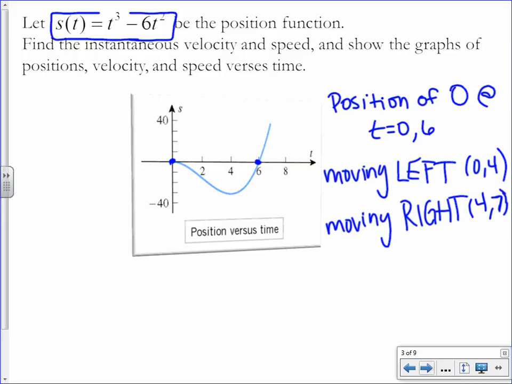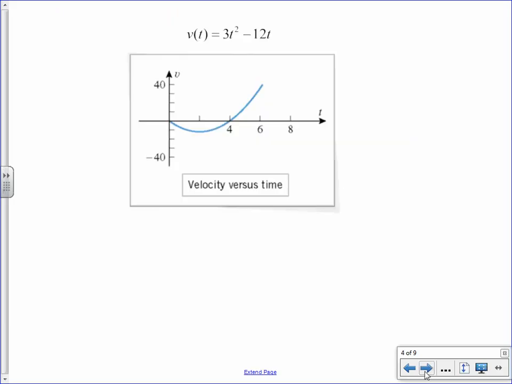Okay, so now I want to talk about the velocity. Brady, what would the velocity equation be? Or I guess that's the position, so find the derivative. It would be 3t squared minus 12t. Agree or disagree? Okay, here's our velocity.